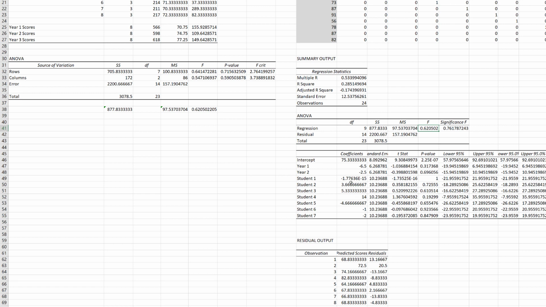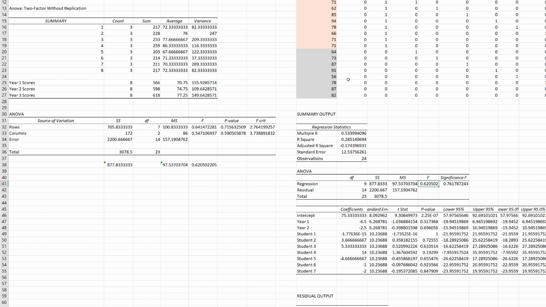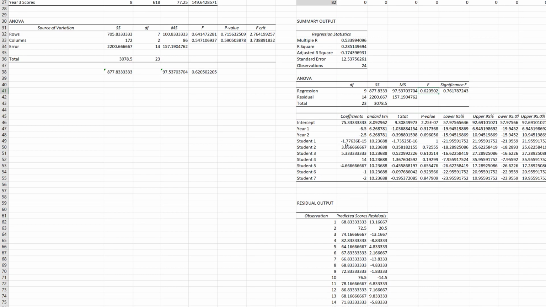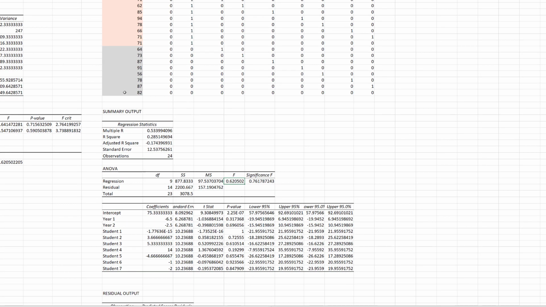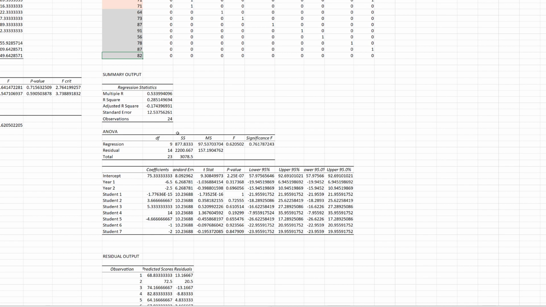So if we wanted to do a prediction for a student's score, we would just input the indicator variables along with our coefficients here. The easiest one probably to do is for the student that got an 82 right here. What we will say is that if everything is zeroed out, so 0 for year 1 and 2, that means it's year 3, and then zeroed out for the 7 indicator variables for student, that means it's student 8, which should be 82. So that student scored an 82.